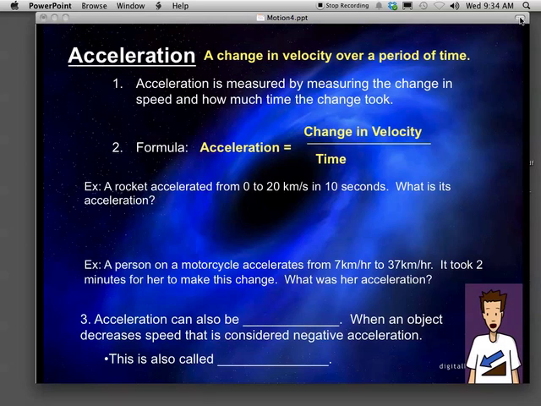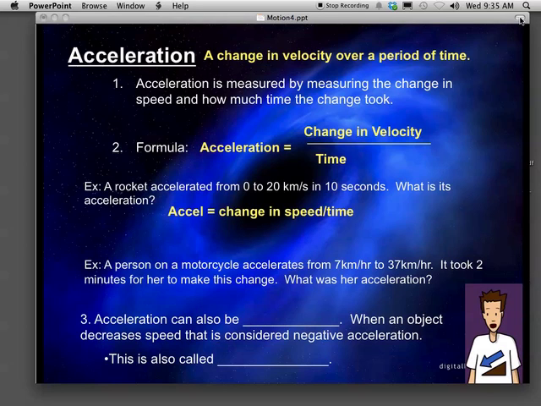It's positive acceleration. The problem is not with Sophia's calculation. The problem is with how she labeled her units. If you think about this carefully, you should be able to figure out what the unit should be. Right? 2 kilometers per millisecond. No?